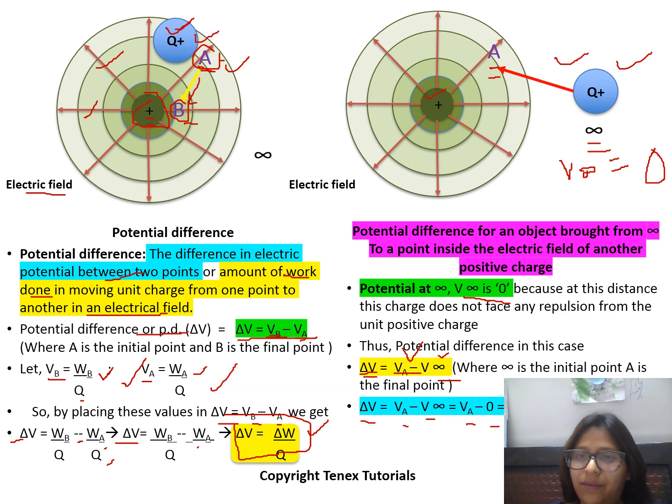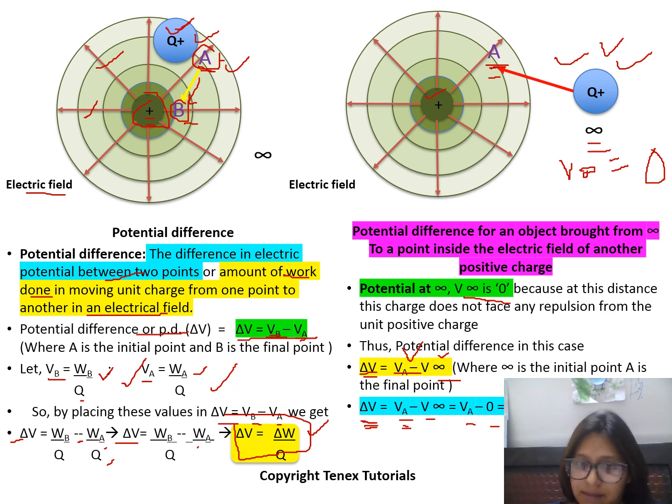So we know that when I try to bring any quantity of charge from infinite distance to any point inside the electric field of another positive charge, then the electric potential is equal to the potential at that particular point.